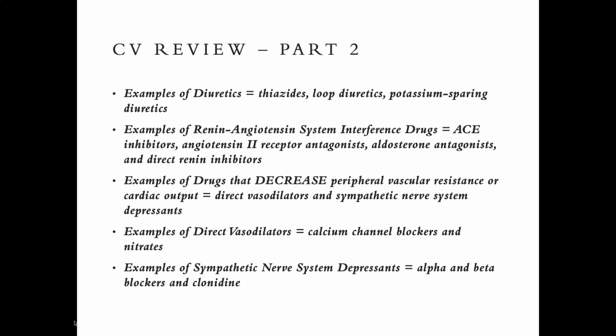Examples of direct vasodilators include calcium channel blockers and nitrates. Examples of that sympathetic nerve depressant, again, are alpha and beta blockers and clonidine. So, okay, make sure you know that. The things that are going to be influencing lowering that blood pressure are diuretics, renin-angiotensin system interference drugs, drugs that decrease peripheral vascular resistance or cardiac output, which are direct vasodilators and sympathetic nerve system depressants.